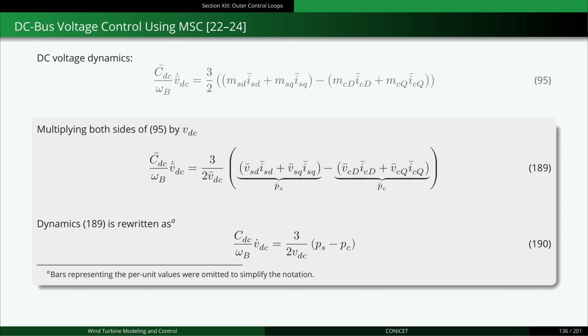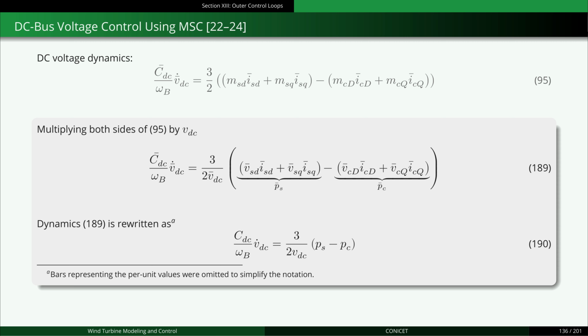Now we will describe the design of the DC bus voltage control. This design is based on the DC voltage dynamics described in Section 7. First, we will rewrite the DC voltage dynamics in a form suitable for control design. By multiplying both sides of equation 95 by VDC and using the relationship between converter voltages and modulation indices defined in equations 98 through 101, we obtain equation 189.